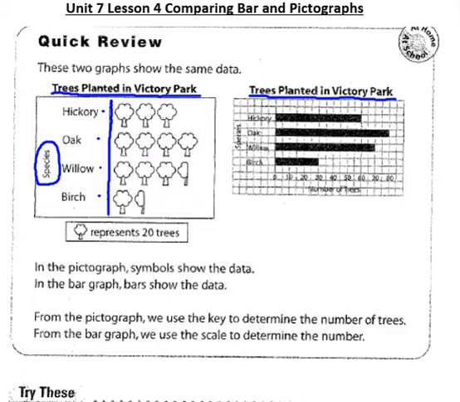And then there is a key at the bottom, and the key shows you that the symbol that we're using, which looks like a tree, represents 20 trees. So one of those symbols represents 20 trees. So when we look at hickory, we can count the symbols, 1, 2, 3, and then multiply by 20. 3 times 20, that's 60.